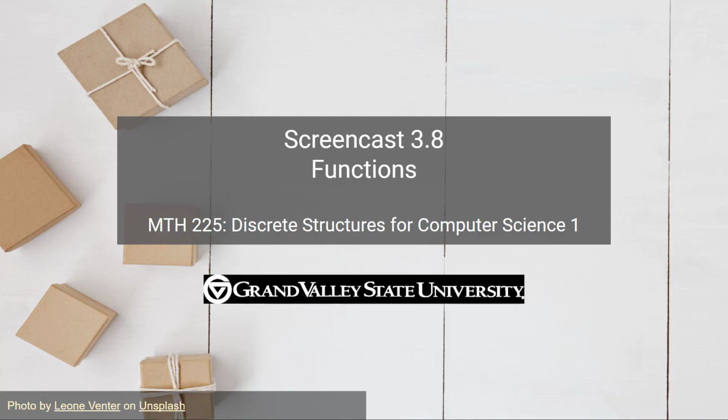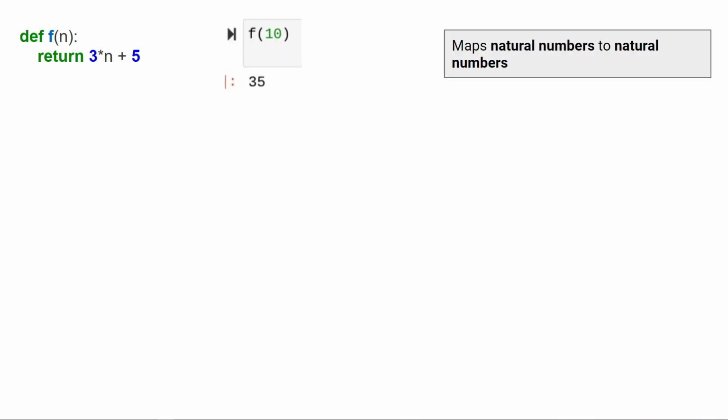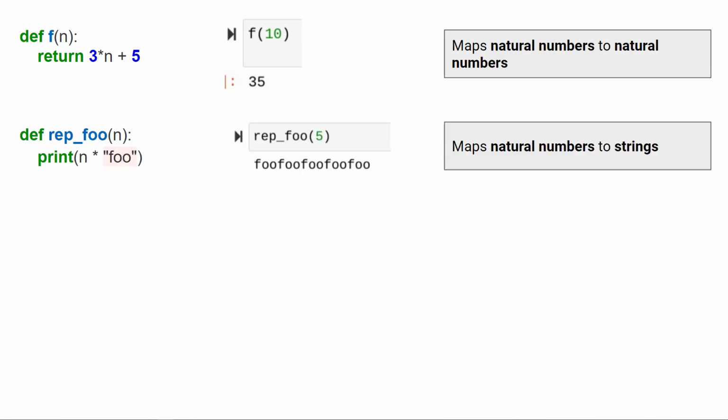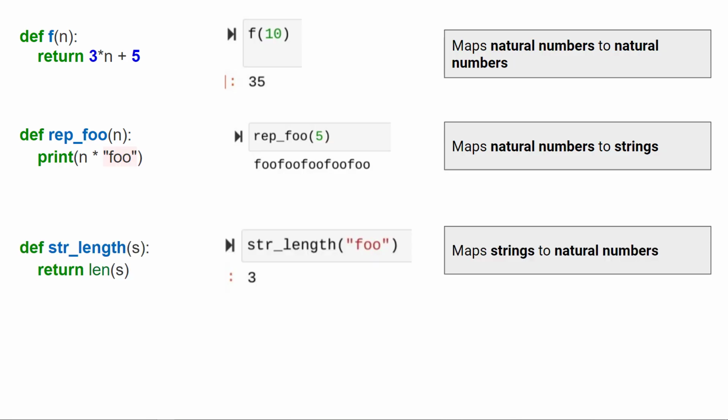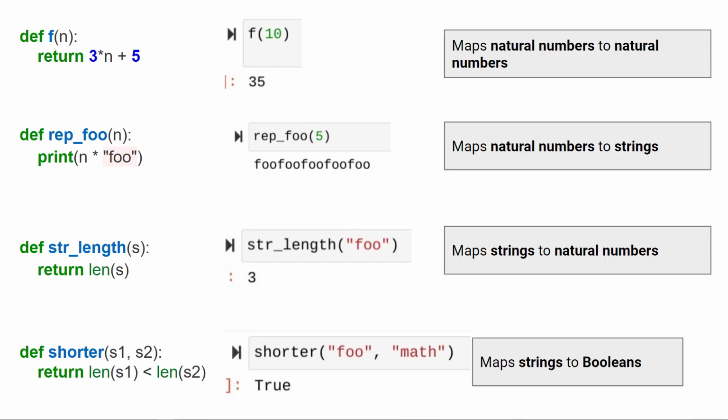At the core of computer science is the idea of taking objects from one data structure and then assigning them to objects in another data structure. For example, this short Python program takes natural numbers and assigns them to another natural number using a mathematical formula. This one takes natural numbers and assigns them to strings by duplicating the string foo a number of times equal to the input. This Python program takes strings, on the other hand, and turns them into natural numbers by computing their lengths. And this one takes two strings and assigns a Boolean true or false value according to whether the first string is shorter than the second.